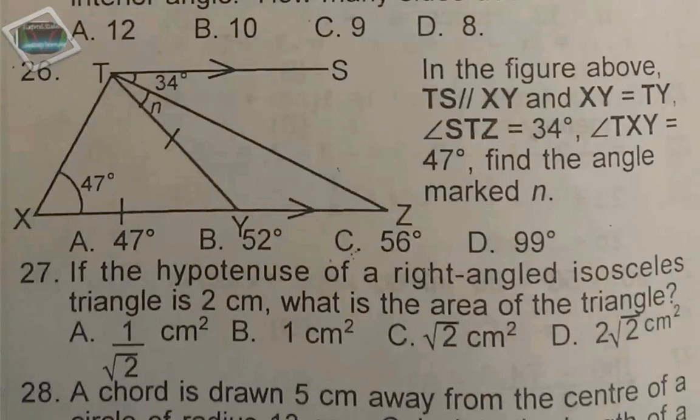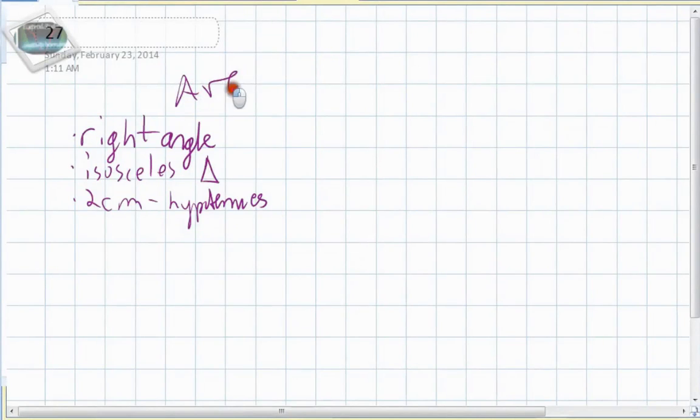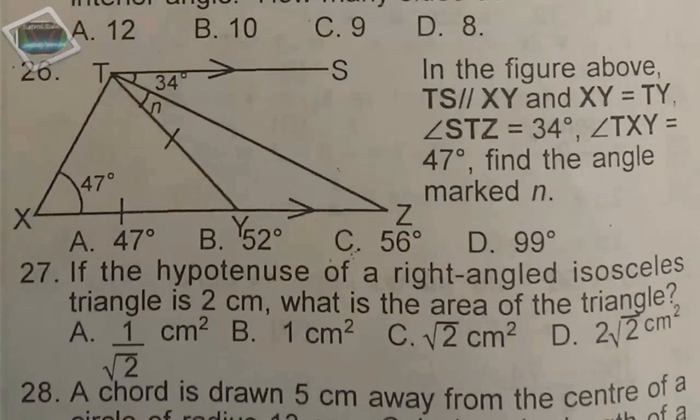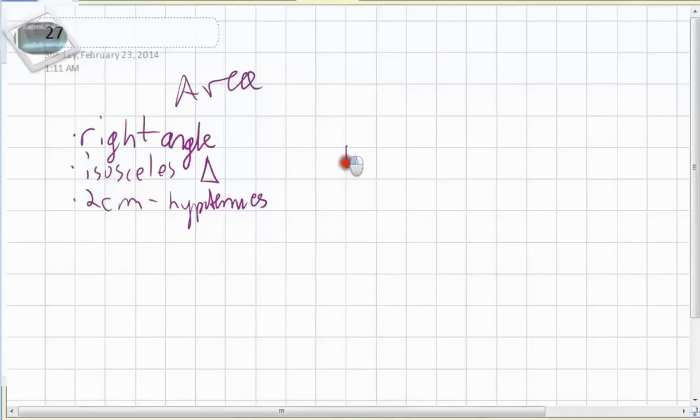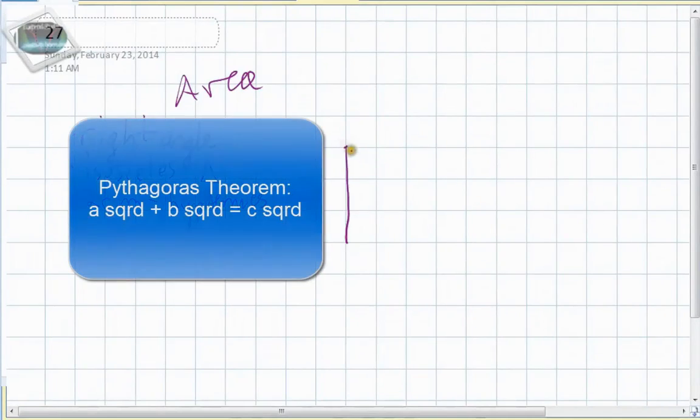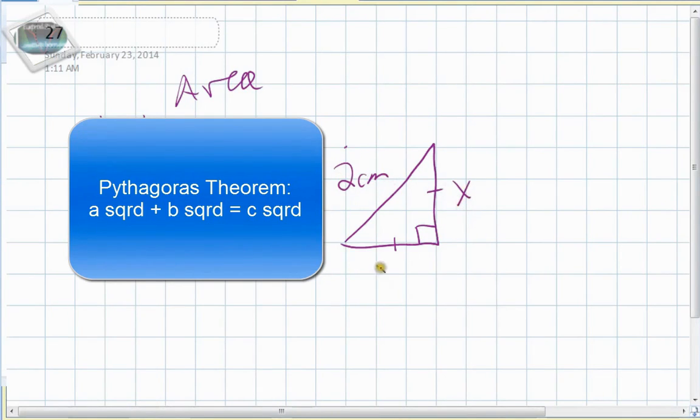Okay, so 27 asks us to find the area of a triangle, and it tells us a few things about the triangle. It lets us know that it's isosceles, that it's a right angle triangle, and that the hypotenuse is 2 centimeters. So that's very helpful. Here is a triangle. It's a right angle triangle. These two are the same length, and the hypotenuse is 2 centimeters. Since these are the same length, we can give them the same variable. And we know from the Pythagorean theorem that a squared plus b squared equals c squared.